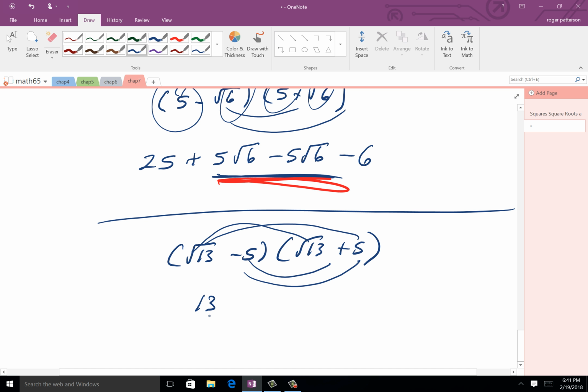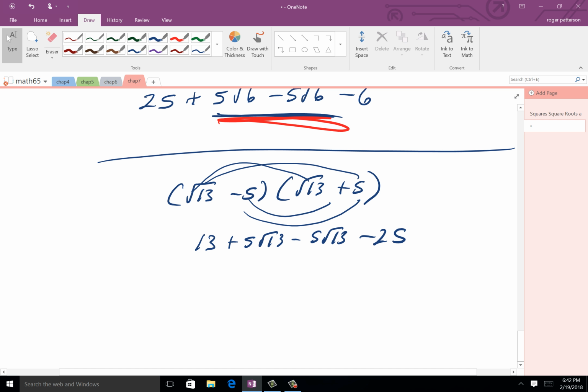Square root times the square root kind of undo themselves. All right, and then we'd have the 5 square roots of 13 here. Okay, and the minus 5 square roots of 13 there. They're going to drop out. And then we just put those together, okay? So I did see that he's got a couple like that.